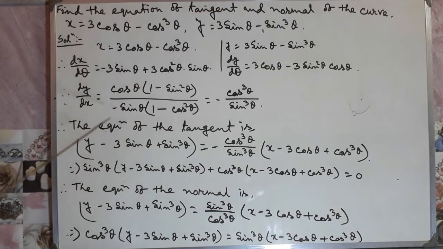Now the equation of the tangent, that is y minus y1. Which one is y1? This is the given point. y minus y1 is equal to m, that means dy/dx at that particular point, into (x minus x1). Which is x1? This is the value of x1. Then by calculating we will get this one. Similarly, the equation of the normal, that is y minus y1 equal to minus dx/dy, that is sin³θ/cos³θ into (x minus x1).